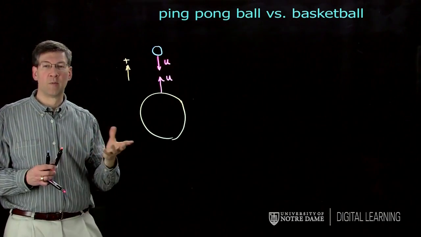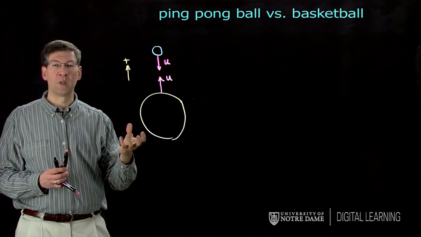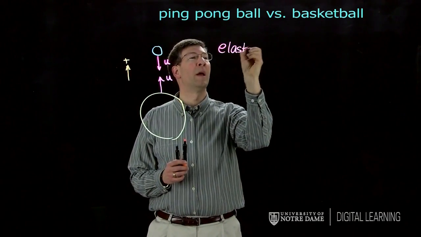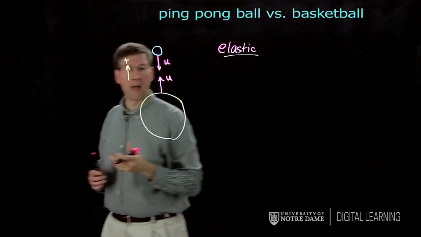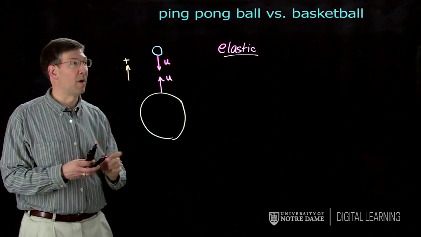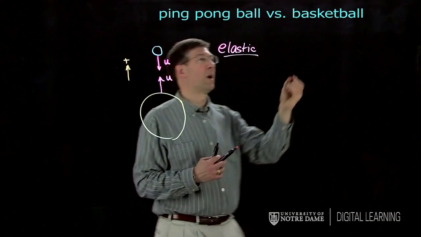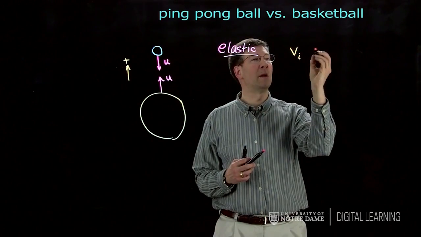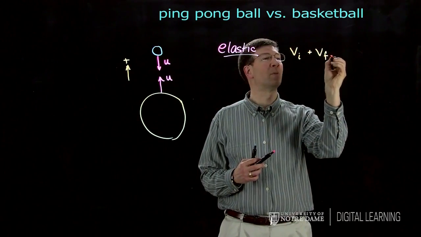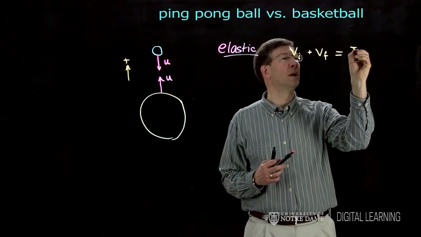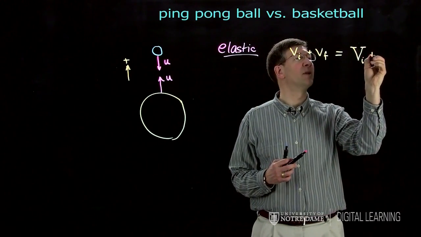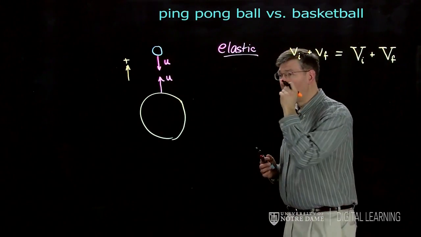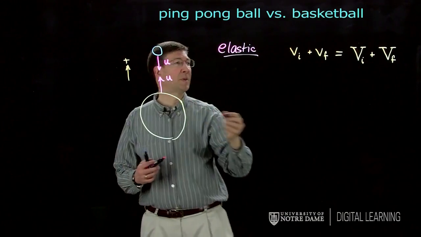Clearly these are relatively bouncy balls, so this is the epitome of the elastic collision. And so we can look at the relationship between the two velocities using our addition of velocities equation. We can write that the initial speed, let's use a little v for the ping pong ball, plus the final speed of the ping pong ball is going to be equal to the initial speed of the basketball, and we'll use a capital V for that, plus the final speed of the basketball.